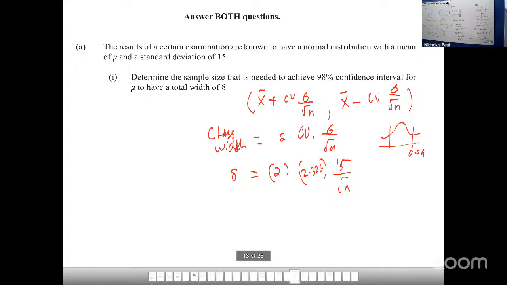Cross multiply, divide by 8 and then square. And it's how much? 76. 76.